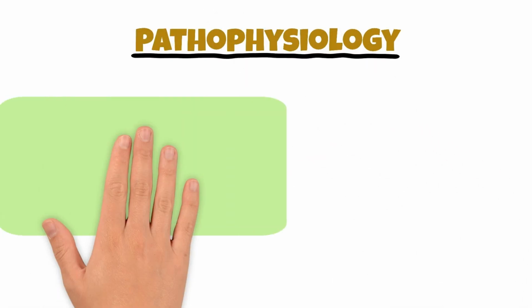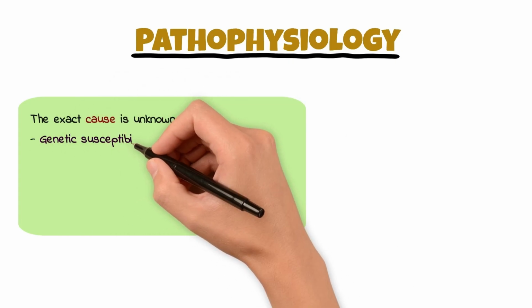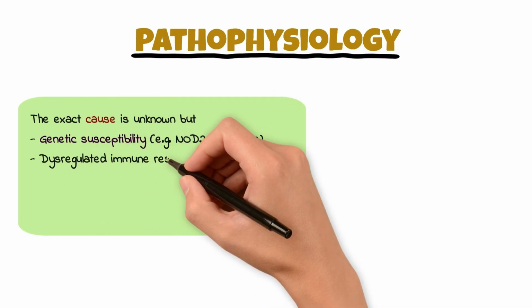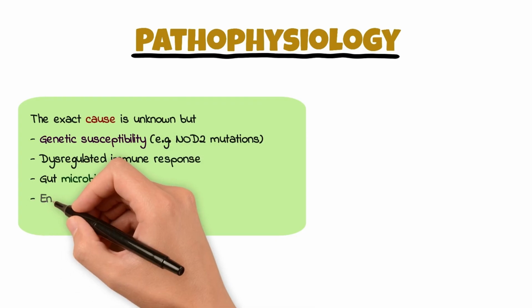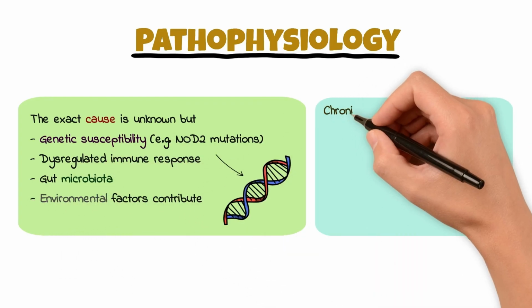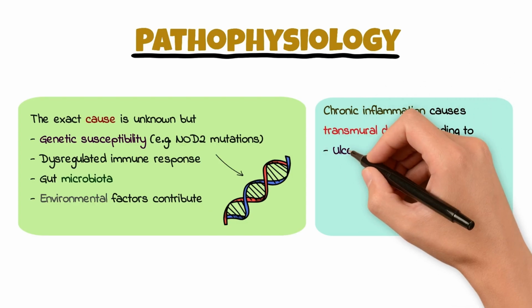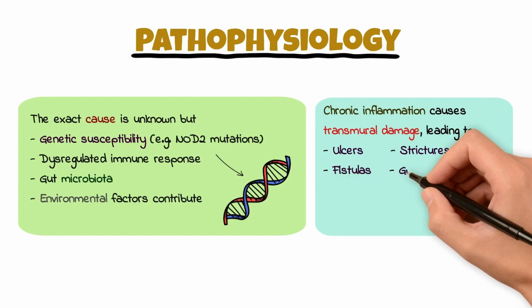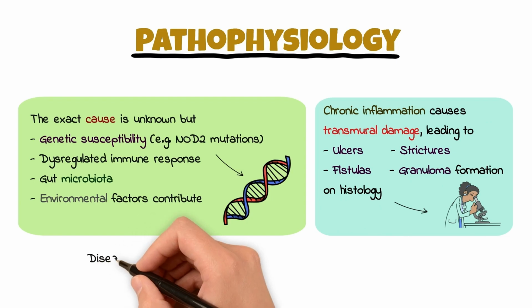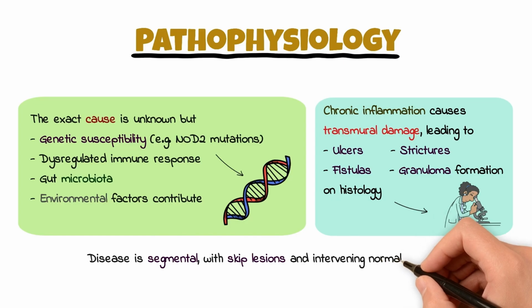Pathophysiology. The exact cause is unknown, but genetic susceptibility, for example NOD2 mutations, dysregulated immune response, gut microbiota, and environmental factors contribute. Chronic inflammation causes transmural damage, leading to ulcers, strictures, fistulas, and granuloma formation on histology. Disease is segmental, with skip lesions and intervening normal mucosa.